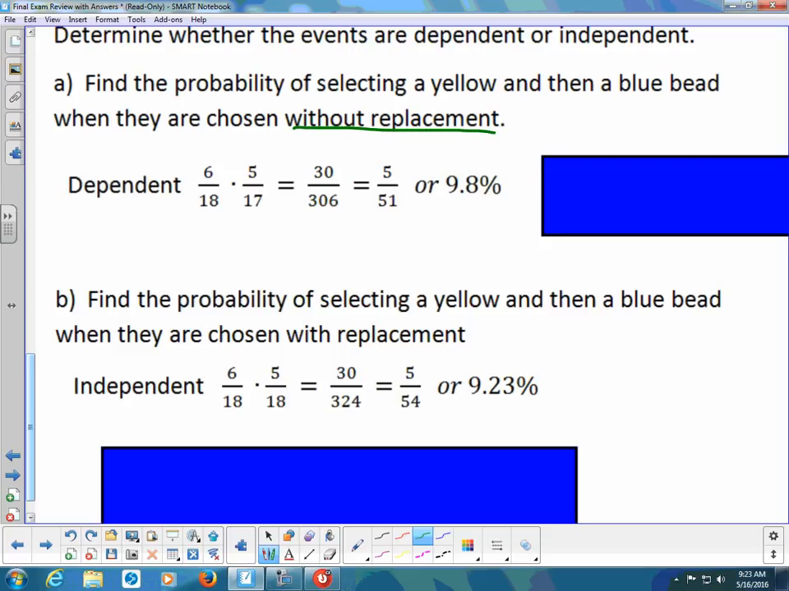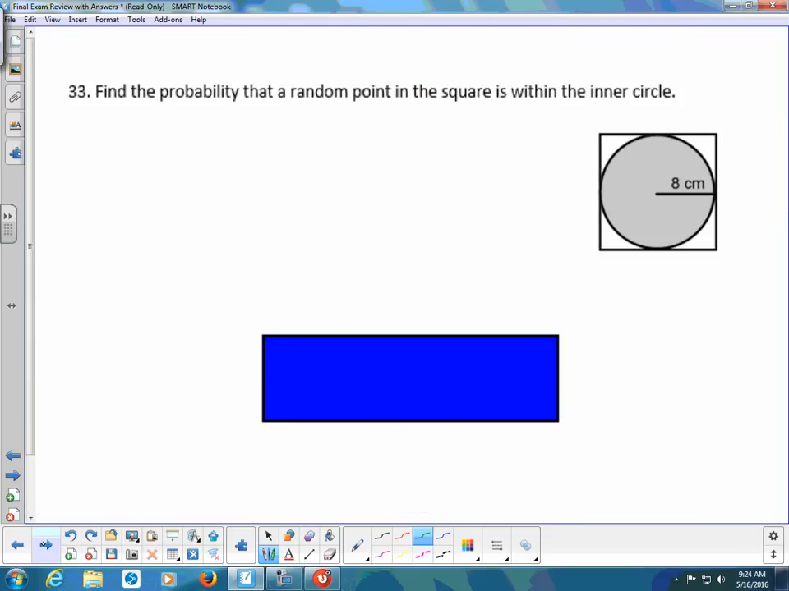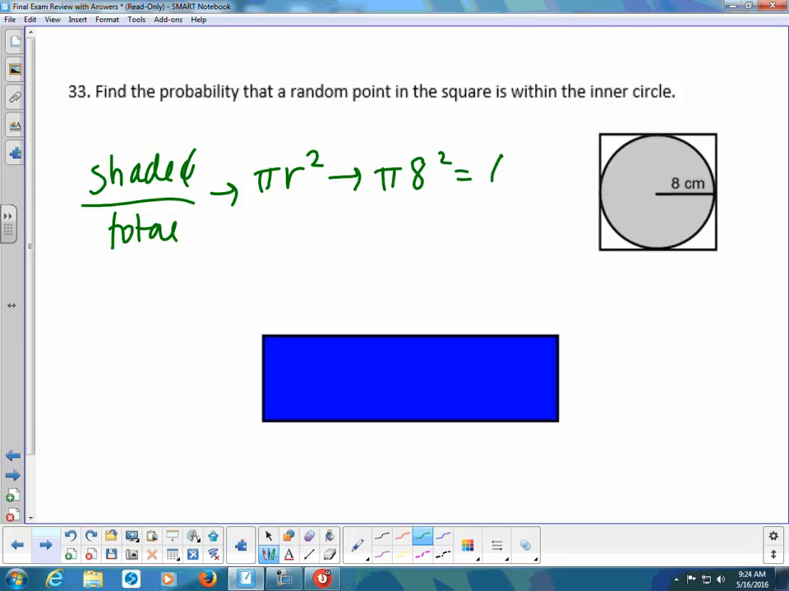Okay. We're going to do one last one so we can finish this section and then we'll switch. Let's do the geometric probability. Find the probability that a random point within the square is within the inner circle. Well, I need to find the area that's shaded over the total. So to find the area of the shaded, how do I find the area of a circle? Pi r squared. What was my r? 8. So pi times 8 squared, or that's 64 pi.